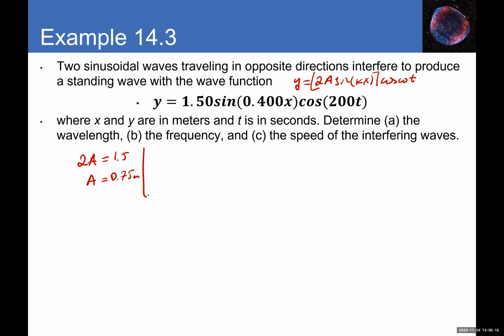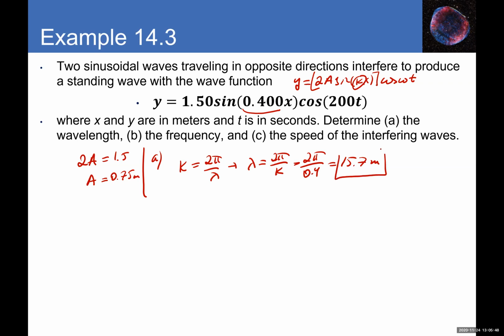All right, so next, what is the wavelength? Well, you get wavelength from the wave number, that guy over there, which is 0.4. So for part A, k is equal to 2 pi over lambda, or lambda is equal to 2 pi over k. So it's 2 pi over 0.4. And if I do that, I'm going to get 15.7 meters. So that's my wavelength.